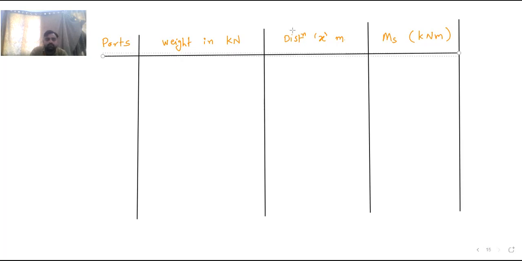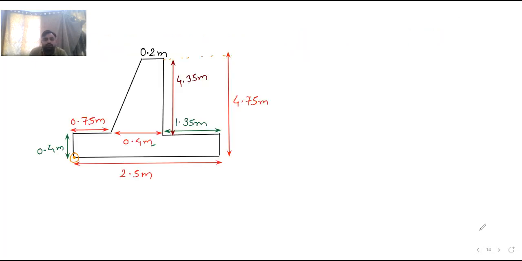Okay, so this is the table. Now what I'm going to do, see this diagram, I will divide this diagram into a number of known shapes, into the known areas. So here, if I drop a perpendicular from this point, it will become a triangle and a rectangle. So it is easier for us to take the moment at the assigned point, which is shown over here. So now I will assume that this is my W1, this is my W2.